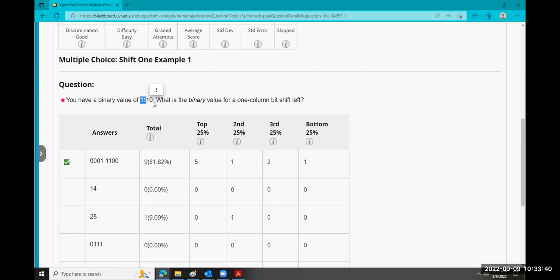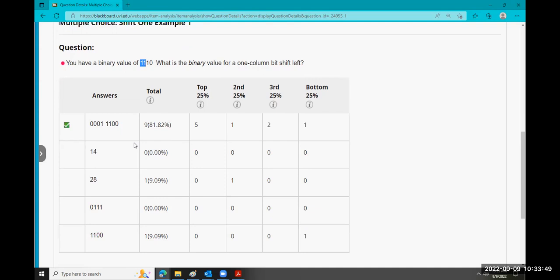I pick up another 0. So I get a 0, 0, 0, 1. And then I get a 1, 1, 0, 0. And that's the only answer that's correct, because there's a second nibble when you shift off to the left. Okay. Does that make sense? All right, there we go.